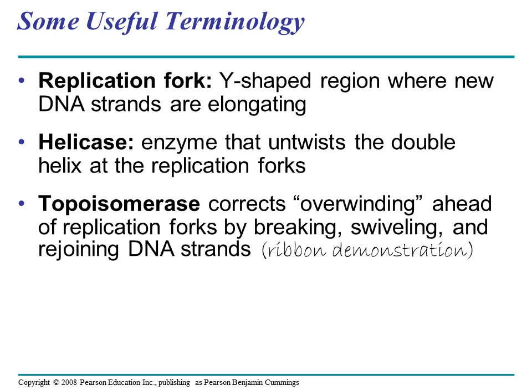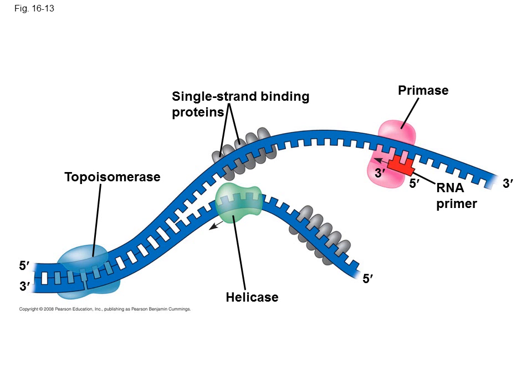Topoisomerase is an important enzyme that corrects the problem of overwinding. So imagine that you had a ribbon and it was a curly ribbon and you were straightening out one end. As you straightened out one end, the other end would get wound more and more and more tightly. If we have time, we'll do this demonstration in class so you guys can actually see this. What topoisomerase does is it breaks the DNA molecule upstream.